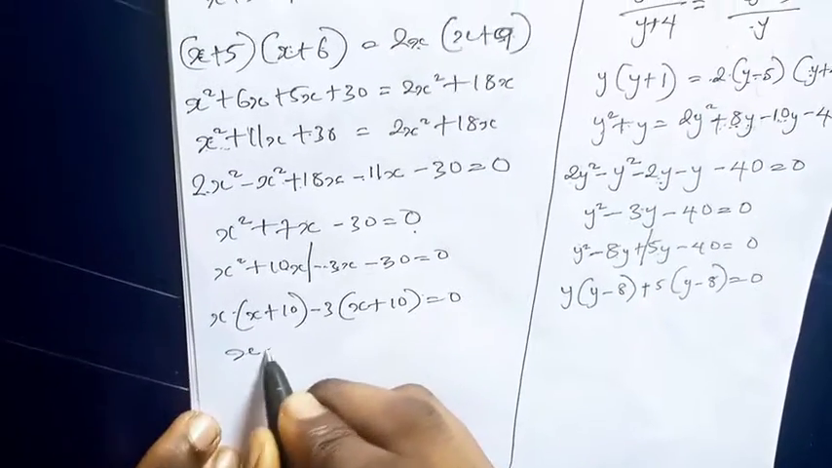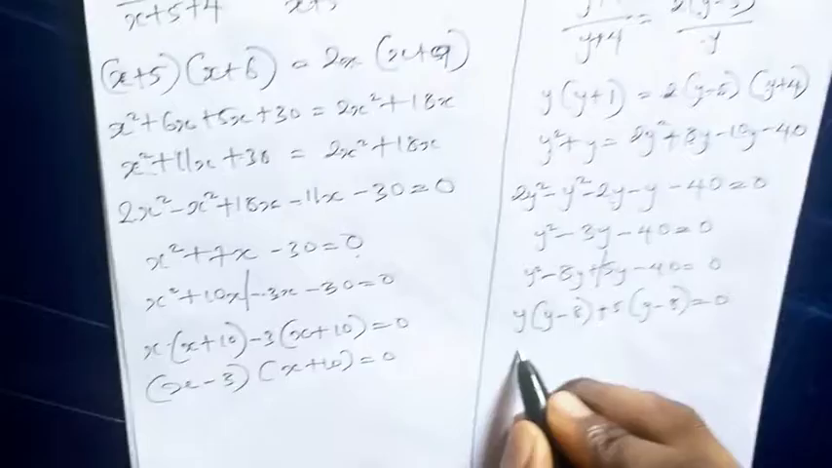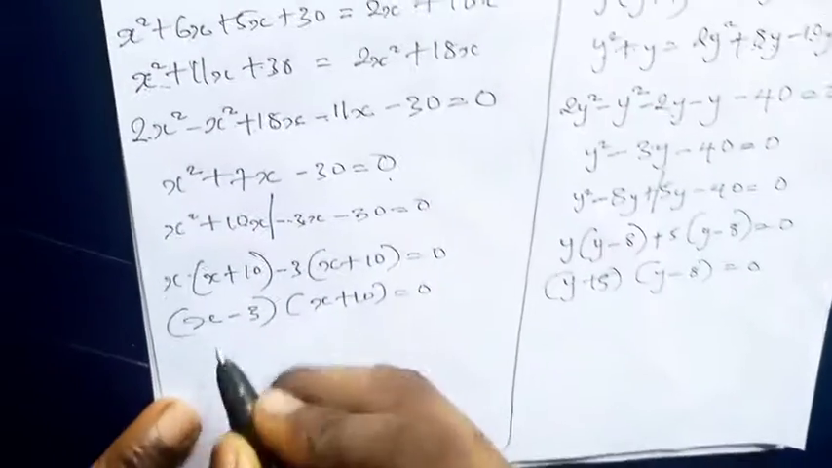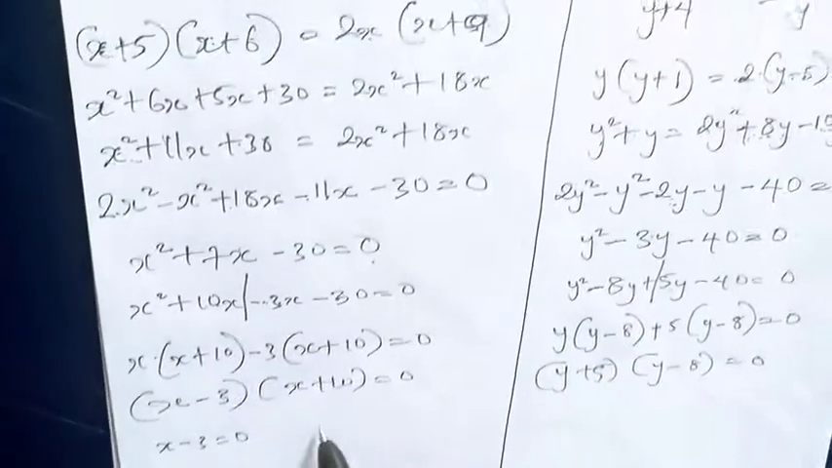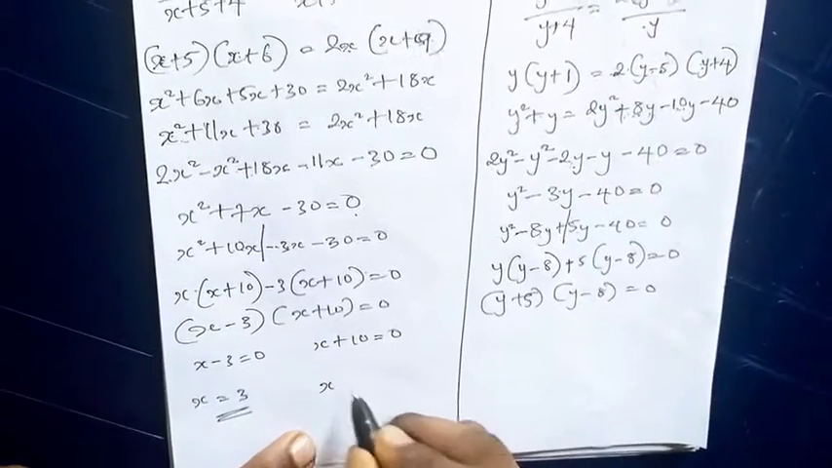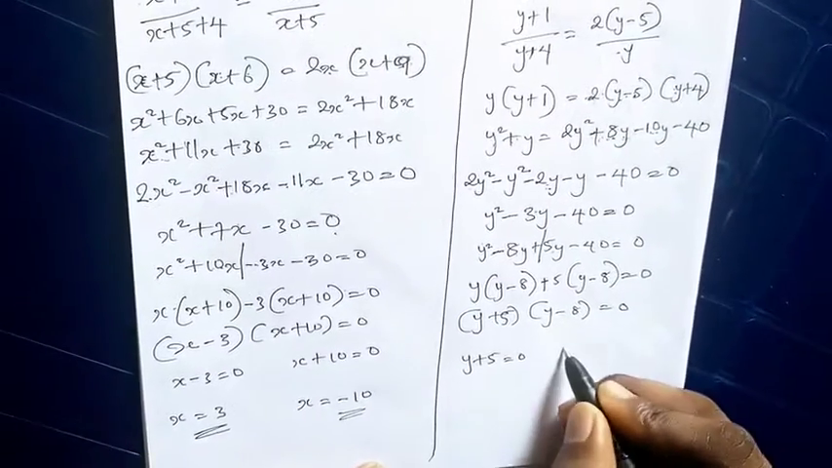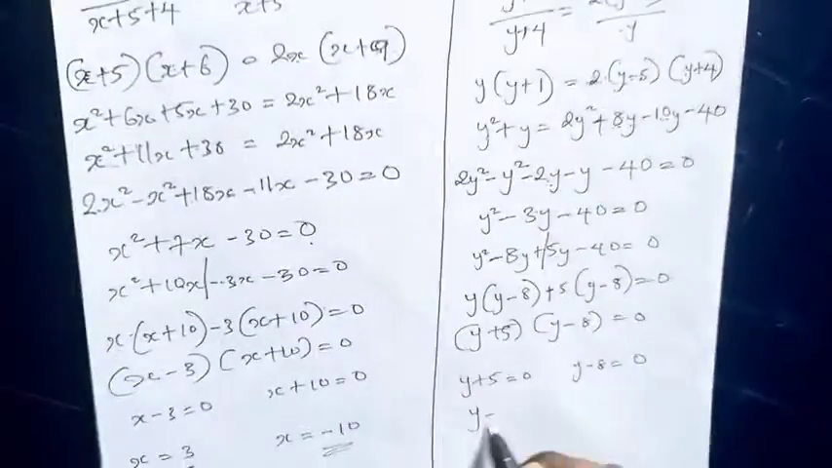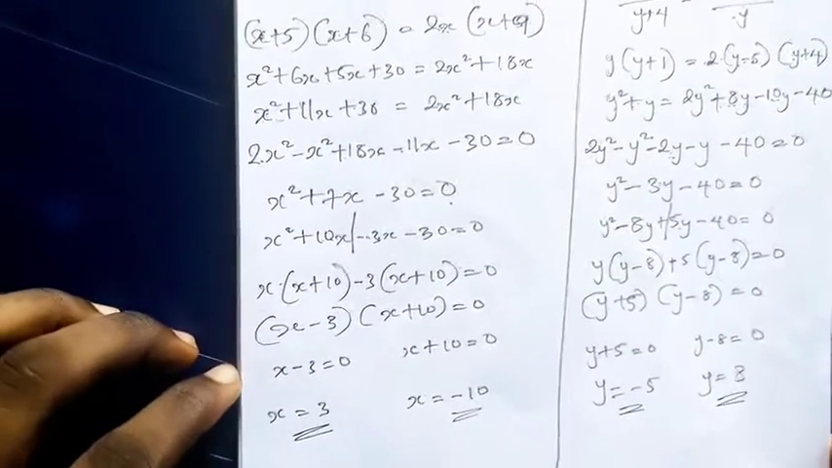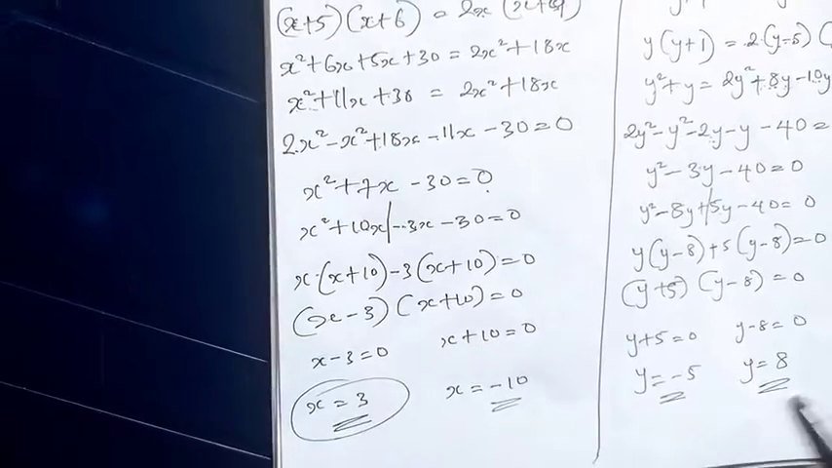So Mr. A here is left with x minus 3 and x plus 10 all equal to 0. Mr. B is left with y plus 5, y minus 8 all equal to 0. So here, Mr. A, we have x minus 3 equal to 0, x plus 10 equal to 0, leaving him with x is equal to 3 or x is equal to negative 10, while Mr. B here will be left with y plus 5 equal to 0 or y minus 8 equal to 0, leaving him with y equal to negative 5 and y equal to 8. So this is what the both of them got independently. Now we are going to neglect the negative root and go with the positive root.